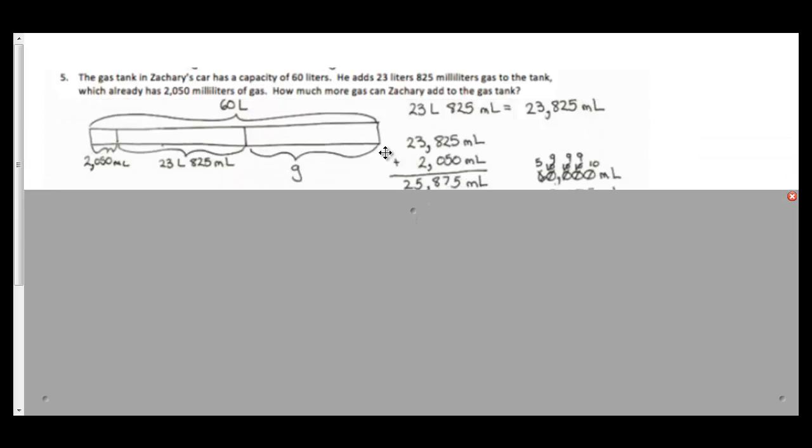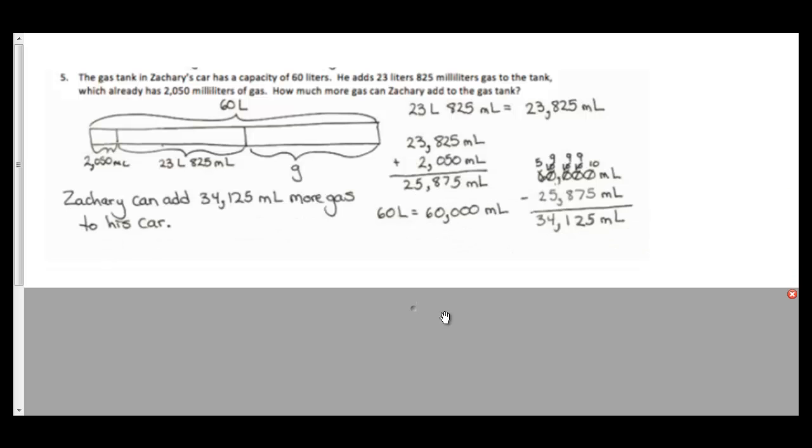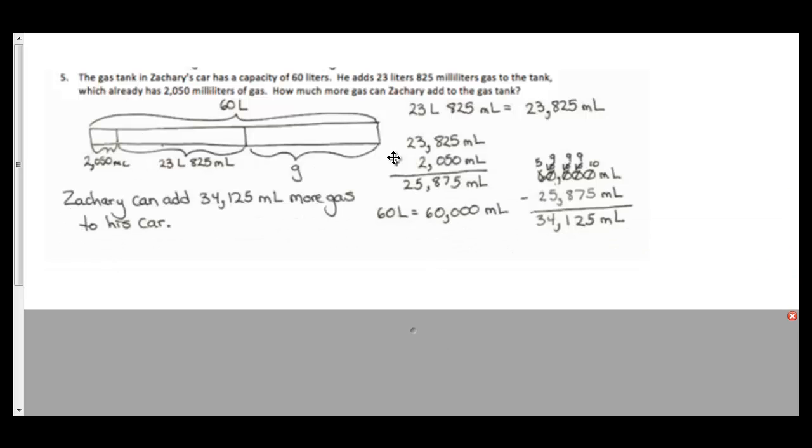So we know that Zachary's gas tank can hold 60 liters. So that's why our tape diagram has a total of 60 liters. This is the whole. And he added this much to his tank. And his tank already had this much. So we want to know how much more he can add. So we're trying to find the value of G. The first thing I did was add these two numbers together, which gave me 25,875 milliliters. And then I subtracted that from 60 liters, which is the same thing as 60,000 milliliters. And that gave me 34,125 milliliters.